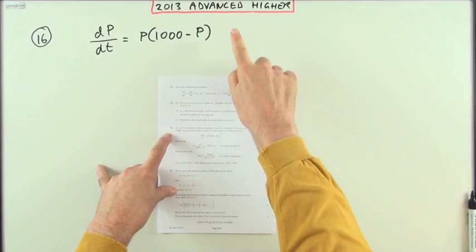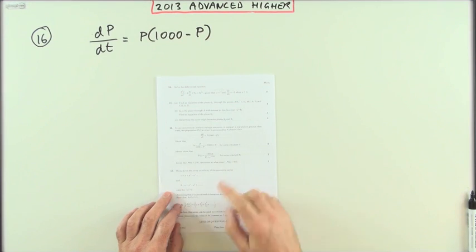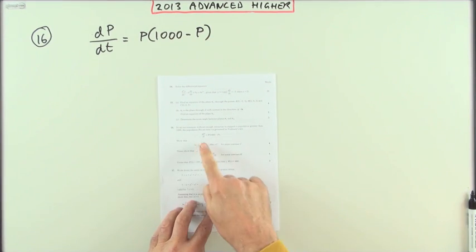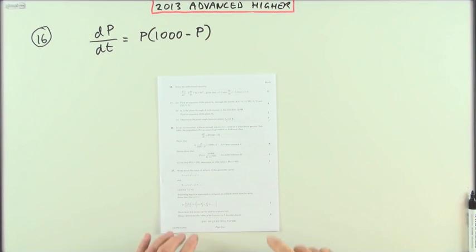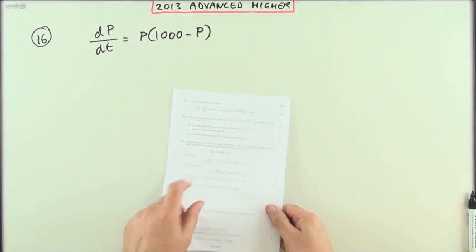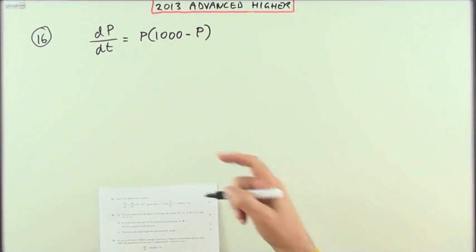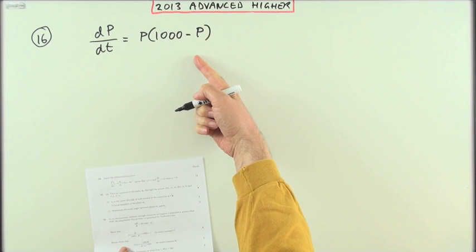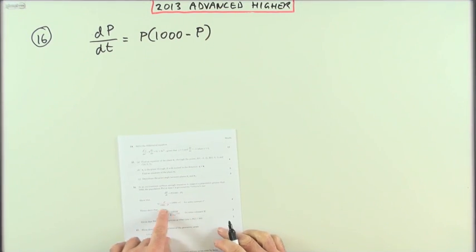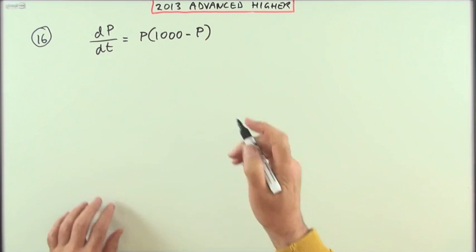Number 16 then from the 2013 Advanced Higher. This looks like your differential equation with separable parts to it. So we'll just start off and see what happens. First part is, take this and show you end up with this result. Well, that just means go through this integration.